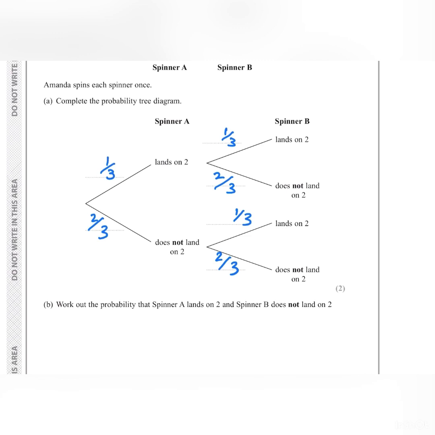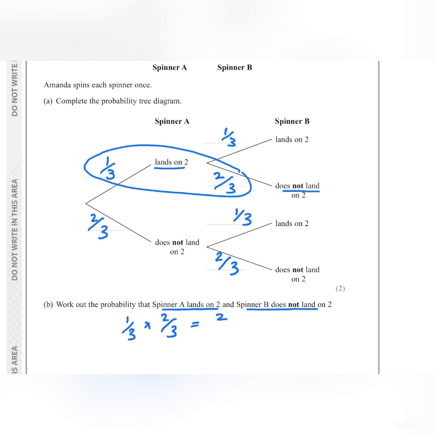Okay, part B of the question says, work out the probability that spinner A lands on 2 and spinner B does not land on 2. So spinner A is over here, it lands on a 2, and spinner B does not land on a 2. So we're looking at this part of the probability tree diagram. So 1/3 times 2/3, and we have 2 over 9. Okay, so that is the probability that spinner A lands on a 2 and spinner B does not land on a 2.